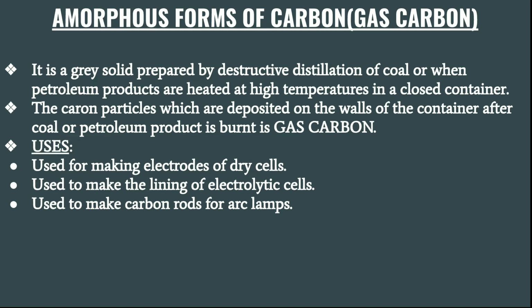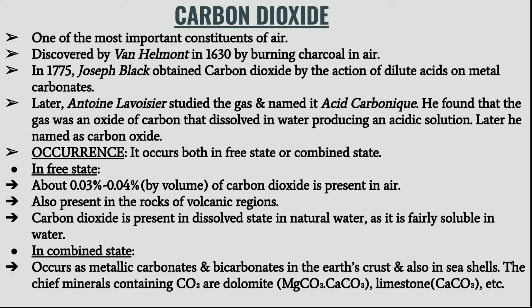The uses are: it is used for making electrodes of dry cells, it is used in making the lining of electrolytic cells, and it is even used in making carbon rods for arc lamps. For arc lamps, these carbon rods are made of gas carbon. Now we come to the gaseous form of carbon. The previous ones were the solid forms of carbon.